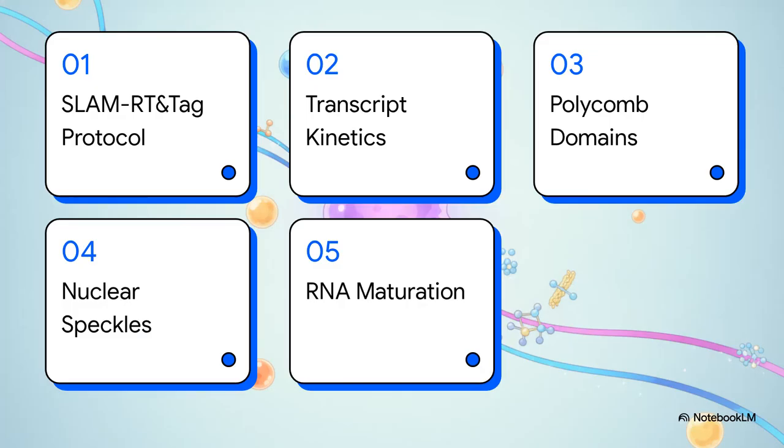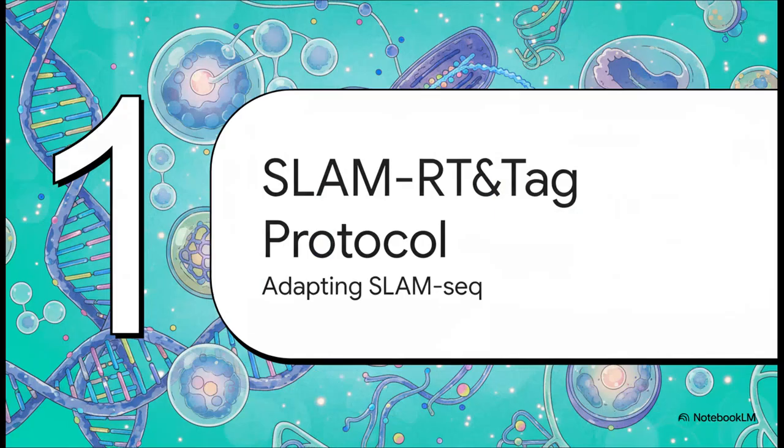Mapping RNA kinetics in specific membraneless compartments has always been a huge methodological headache for us, right? Well, today, we're going to walk chronologically through a novel solution. First, the SLAM-RT&Tag protocol. Then, we'll dive into transcript kinetics, look at Polycomb domains acting as gene sequesters, explore nuclear speckles as splicing checkpoints, and wrap up with how spatial compartmentalization dictates RNA maturation. So starting with Section 1, the SLAM-RT&Tag protocol, adapting SLAM-seq for compartment-specific RNA profiling.